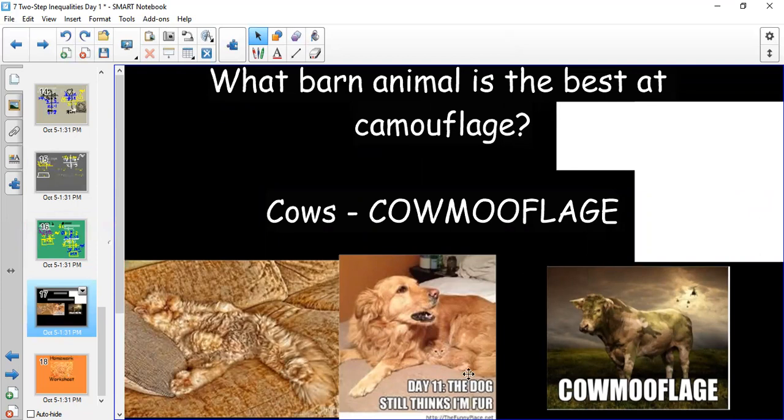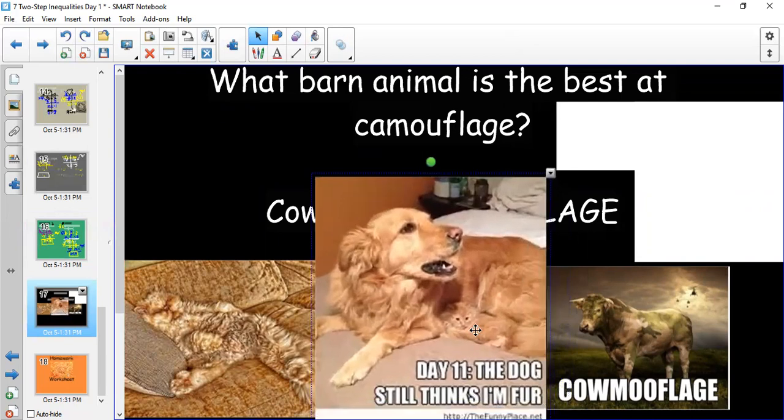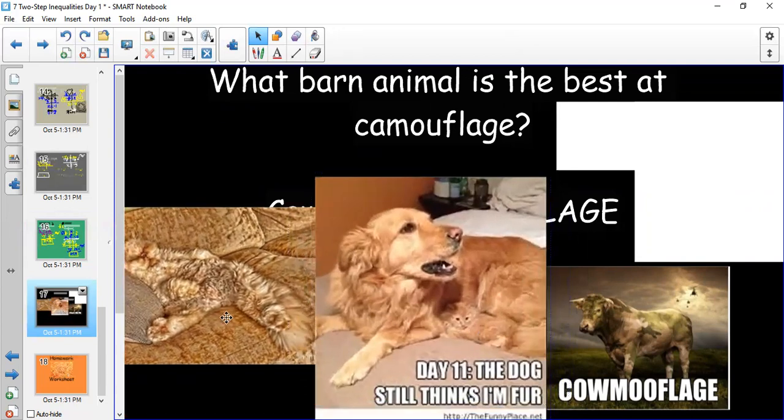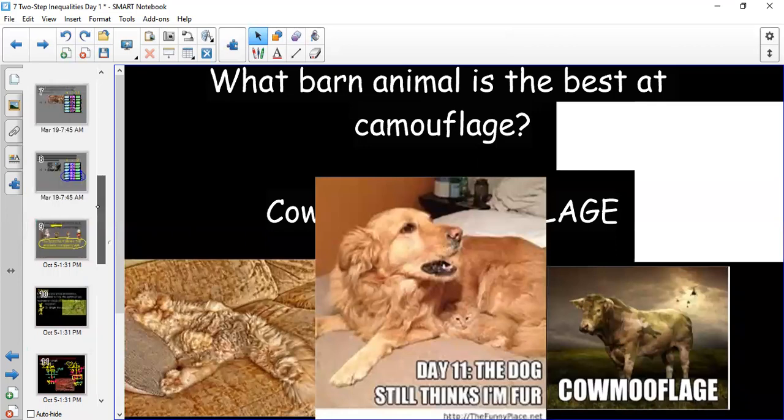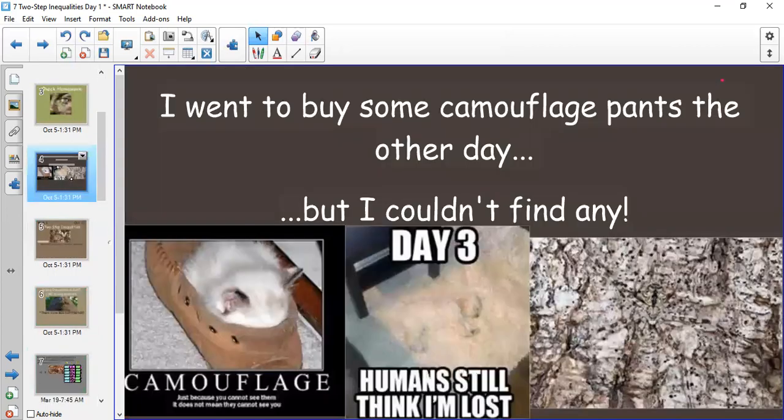Here we have day 11, dog still thinks I'm fur. You can see the little kitten in there. And there's another cat over here just chilling out on the couch. And I don't know if I showed you or if you already saw the jokes at the beginning. So I went to buy some camouflage pants the other day, but I couldn't find any.